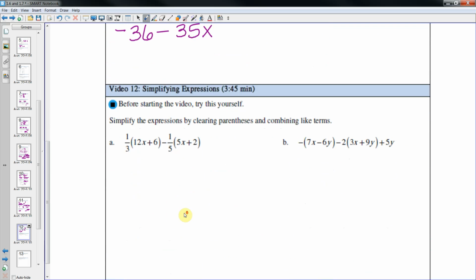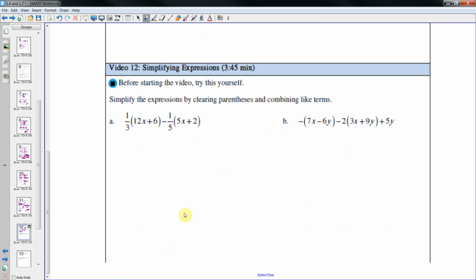All right, let's do one with clearing parentheses. When we get to equations in the next chapter, you're going to be doing a lot of clearing parentheses. So, I mean, we could talk about it now. I'm going to take 1/3 times both of these. I'm going to take 1/5 times both of those, and then we're going to combine like terms. So I'm going to write this one out because it's easier for you to see.